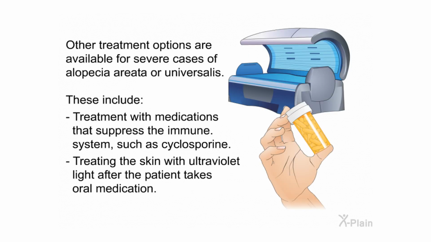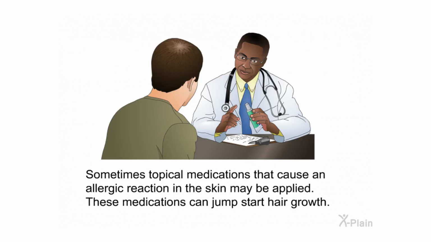Other treatment options are available for severe cases of alopecia areata or universalis. These include treatment with medications that suppress the immune system, such as cyclosporine, and treating the skin with ultraviolet light after the patient takes oral medication. Sometimes topical medications that cause an allergic reaction in the skin may be applied. These medications can jumpstart hair growth.